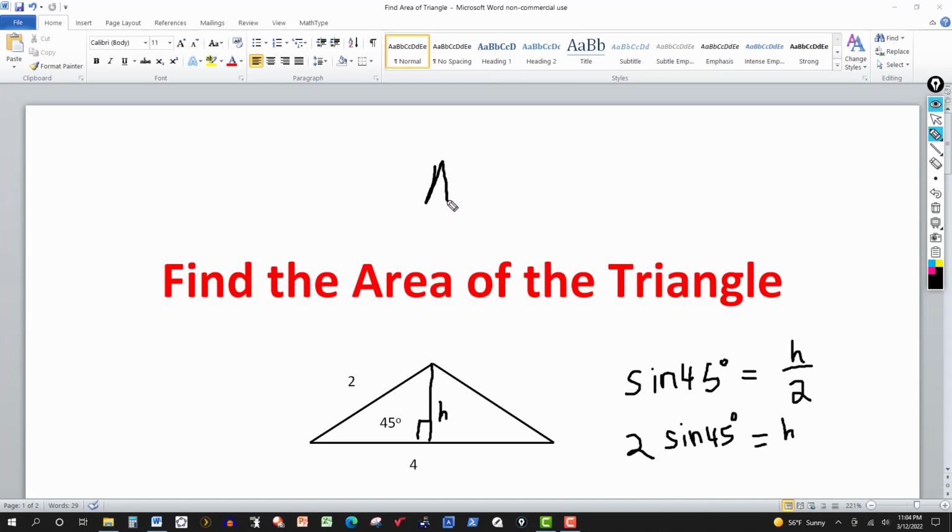Say the area is equal to 1/2 the base, which is 4. In this case, this side is 4, the base of the given triangle, and then times the altitude. But the altitude is 2 sine 45, so let's put a 2 here, times 2 sine 45 degrees.